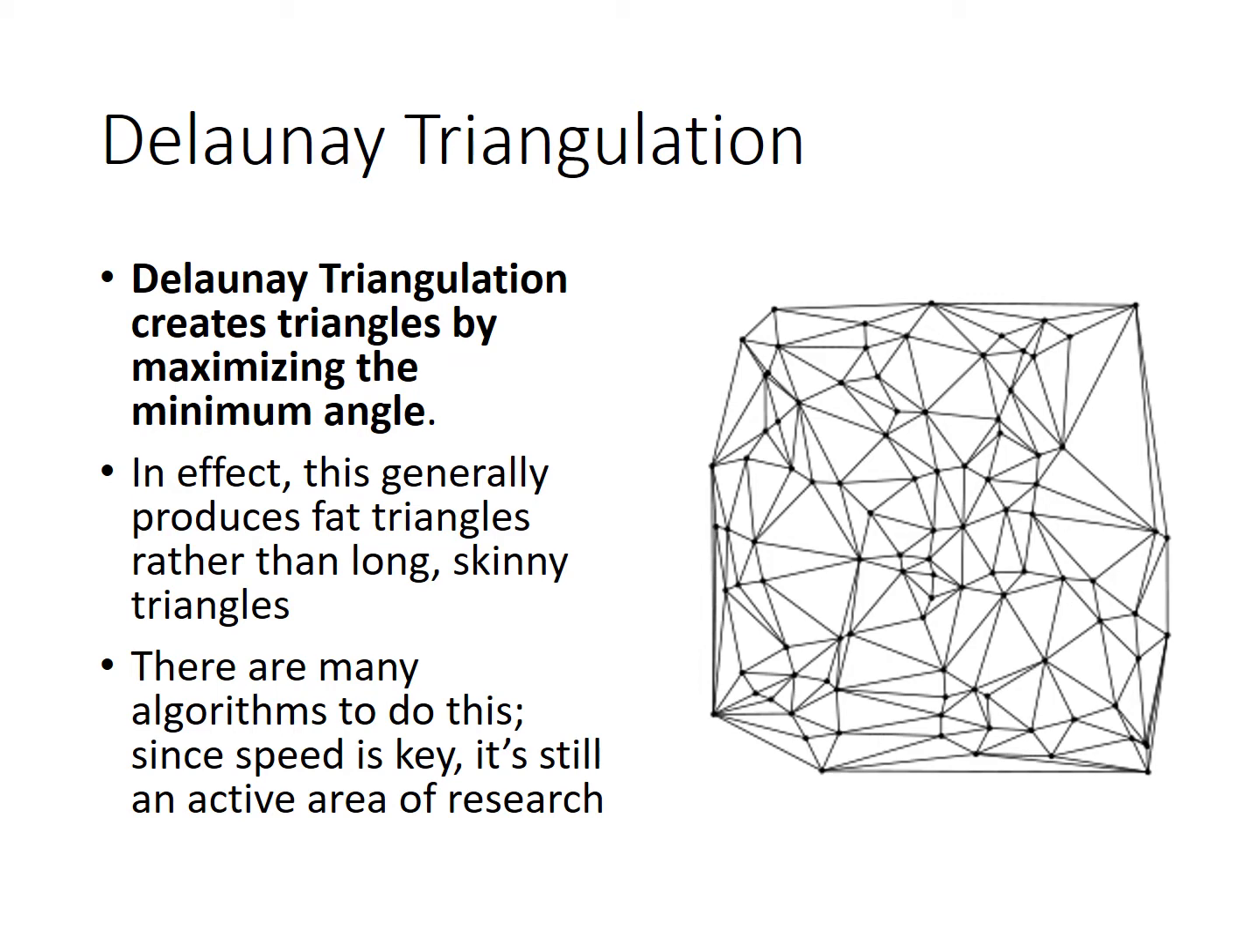Typically that's still going to happen, especially around the edges. If you look at this one, you can see a couple of these long, skinny triangles as you get close to the edge. But generally speaking, the algorithm tries to avoid that. This is an active area of research. Plenty of algorithms can solve this problem, but especially when you're dealing with millions of points, being able to do that efficiently is important. So it's still an active area of development, coming up with faster and better ways to create a correct Delaunay triangulation.